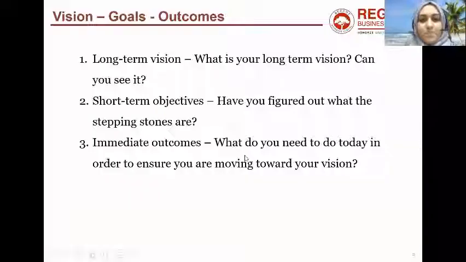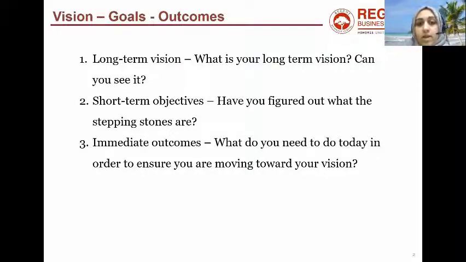Let's get started. Before you do anything, you need to ensure that you have a vision, some goals, and you know what the outcomes need to be. In terms of a vision, goals, and outcomes, you need to look at the long term. What is it that you're trying to achieve? Are you trying to achieve a bachelor's degree? Your matric certificate? Do you want to achieve a career path? Do you want to be a doctor, a teacher, a nurse? Do you want to start your own business?